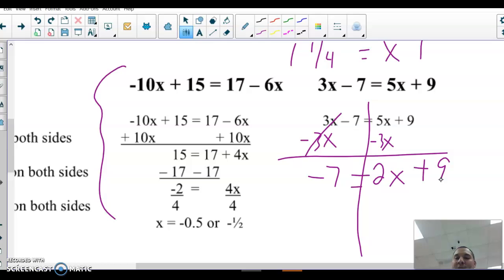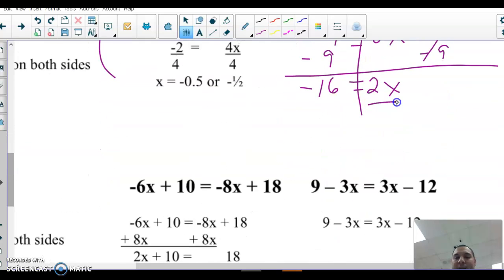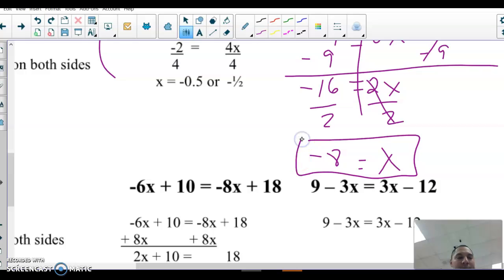Minus 3x, 5 minus 3x is 2x. Minus 9, minus 9. As you get more and more comfortable with this, you can do this in one step, two steps, kind of multiple steps in one line. Negative 7 minus 9, negative 16. Let's divide and divide. x is equal to negative 8. Plug it back in to verify.